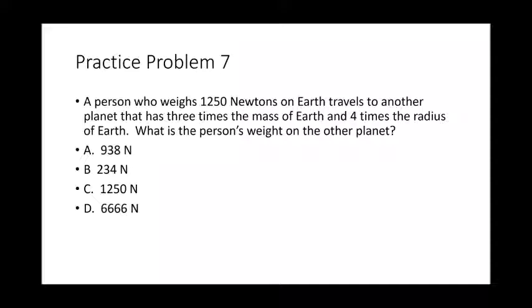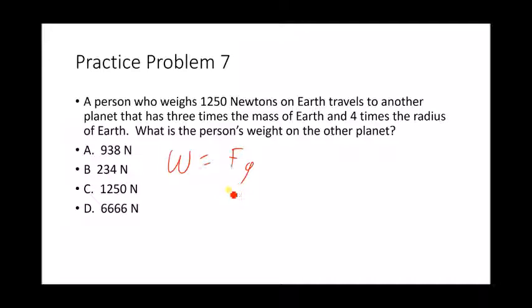All right, so here's practice problem 7. So a person who weighs 1,250 newtons on Earth travels to another planet that has 3 times the mass of Earth and 4 times the radius of Earth. What's the person's weight on the other planet? Well, what we've got to realize is that the weight is caused by the force of gravity. So the weight is going to change, but the weight is made up of mg.